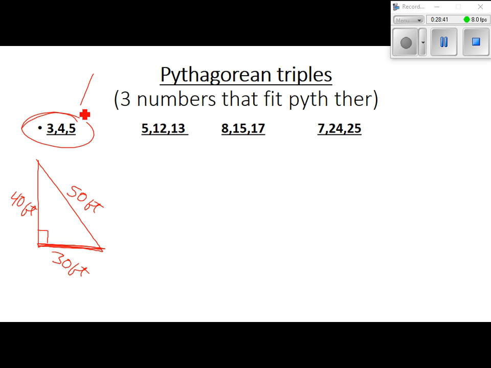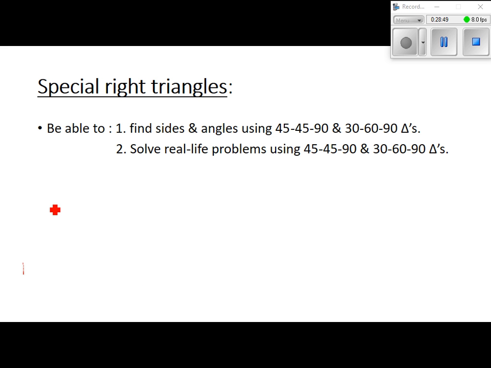If you know no other ones, be able to pick out these. Those are the ones that get used more often than the rest of them. Special right triangles. These are the special right triangles. We're going to talk about them today.